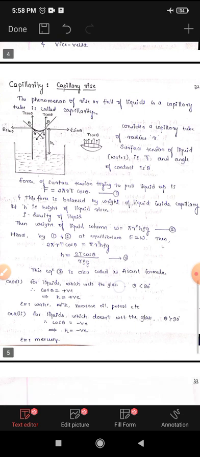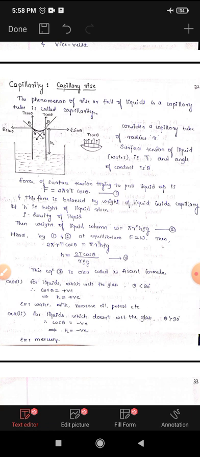Next we have capillarity. Capillarity means, see, a capillary is a long thin glass tube. It is a very thin glass tube, like a nearly hair-like structure, or slightly thicker than a hair, but a long, very thin glass tube.